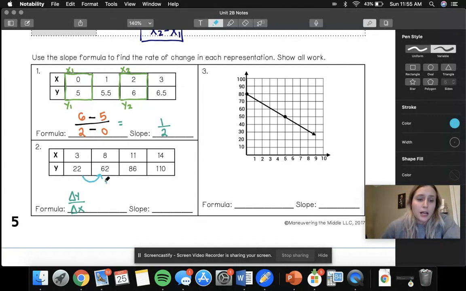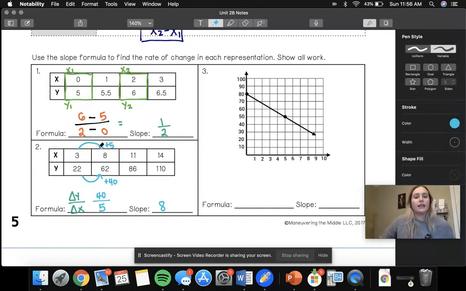It looks like it's going up 40. Okay, so the change in my y values is going up 40. So I'll show that with a positive. All right. Then I ask myself, how are the x's changing? This is going from 3 to 8. How do you go from 3 to 8? You add 5. So the change in the x values is up 5. So again, a positive number. Then we can just simplify this fraction. 40 divided by 5 would be 8. So the slope of this is 8.